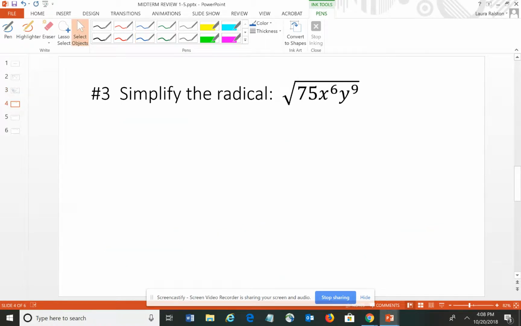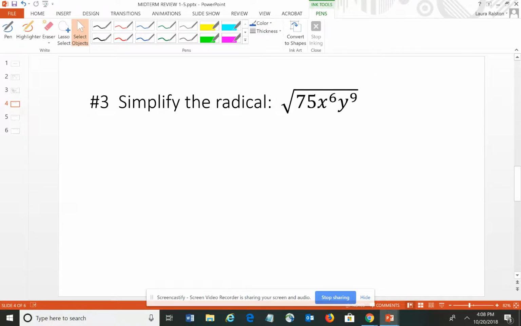Number 3 asks you to simplify the radical. I notice immediately that my index is a 2, or it's understood to be 2. Remember, if there's not one written here, that it's an understood 2. So we're dealing with a square root. So I need to try to break this down.